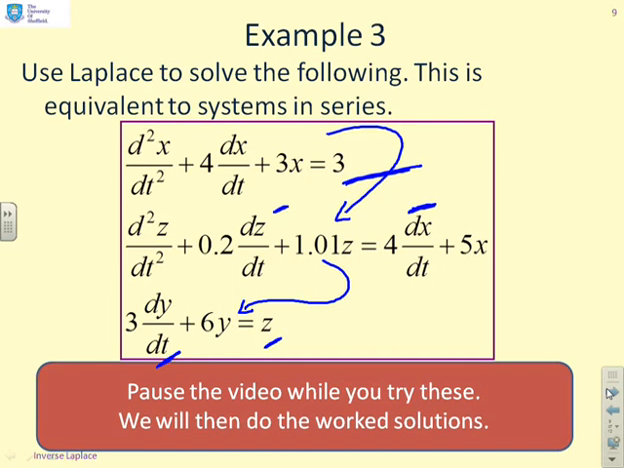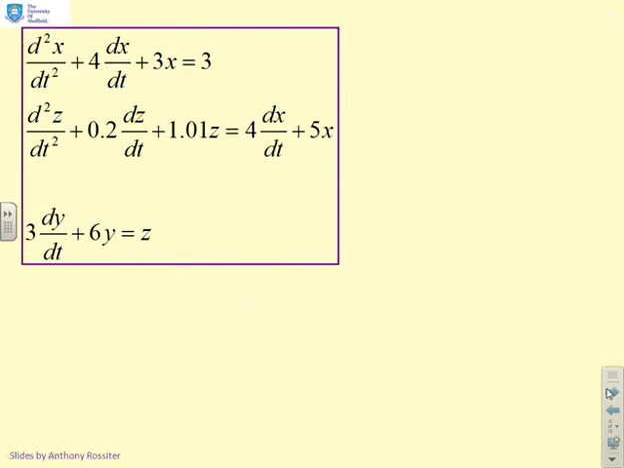Again, a reminder, pause the video before you carry on so you can try it yourself before you look at the solution. Here are the 3 equations again then. So first of all, as ever, I'm just going to take Laplace of each in turn. So with the top one, I've got x equals 3 over s, so that's Laplace of 3 is 3 over s. And then from the differential bit, I've got s squared plus 4s plus 3.